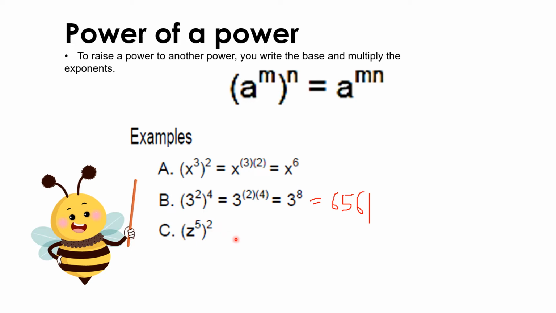So next, we have z raised to 5 raised to 2. Just copy the base, then multiply the exponents. So we have z raised to 5 times 2. Therefore, our final answer is z raised to 10. That is the power of a power law.